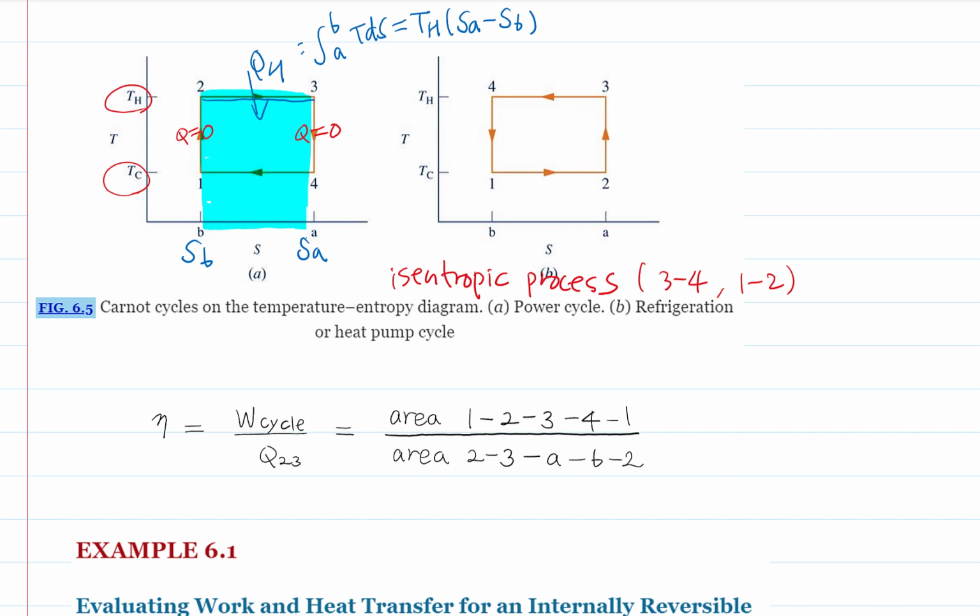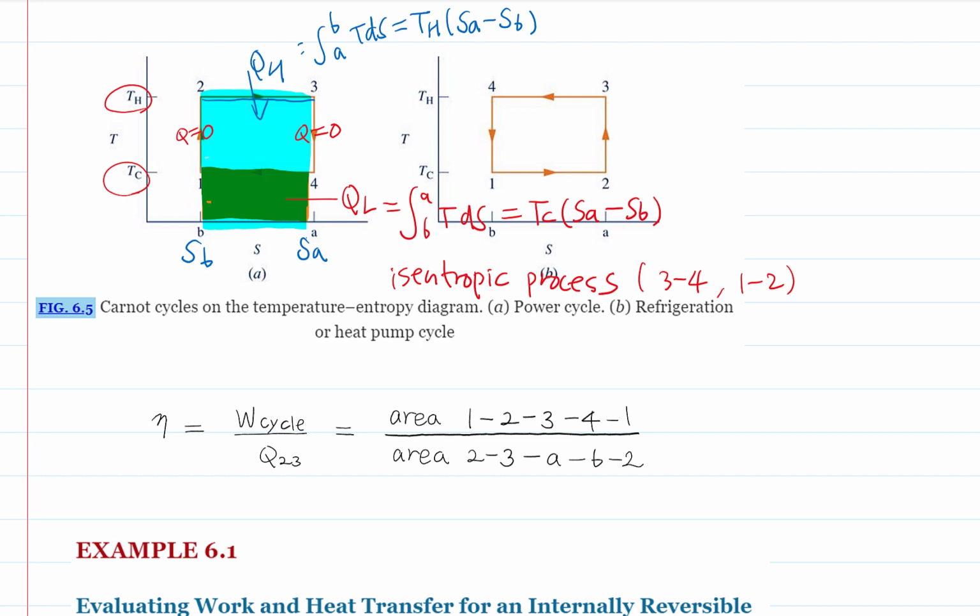Process 4-1 is a reversible isothermal process. So heat is rejected from the system to a low temperature reservoir. So this is the area under line 4-1, or area 4-1-B-A-4, is QL, heat rejected to the surrounding. So QL equals the integration from B to A of T dS, which is TC times SA minus SB.